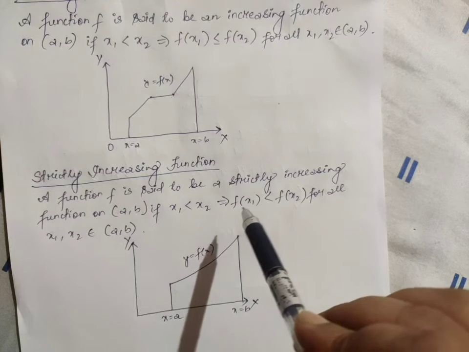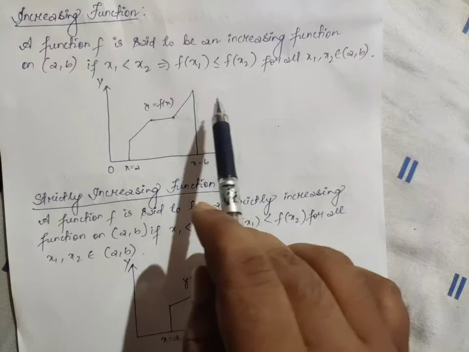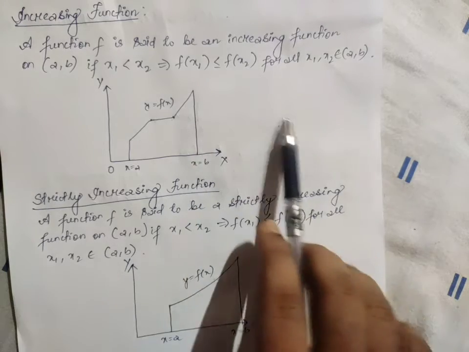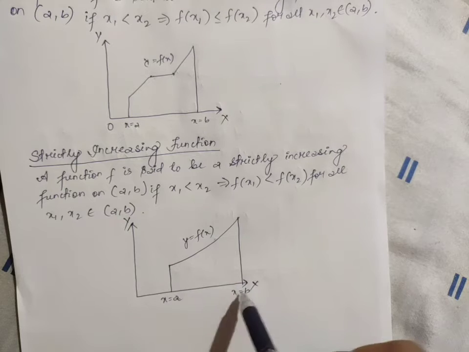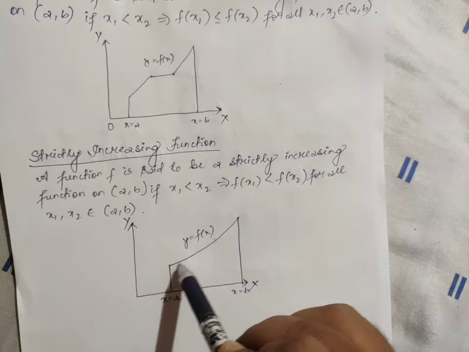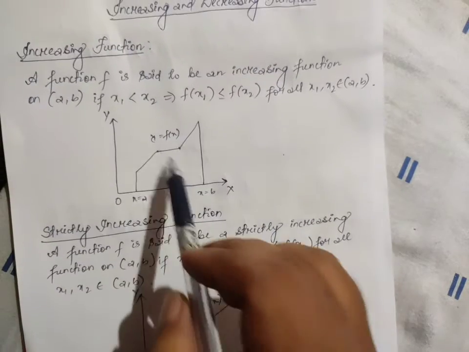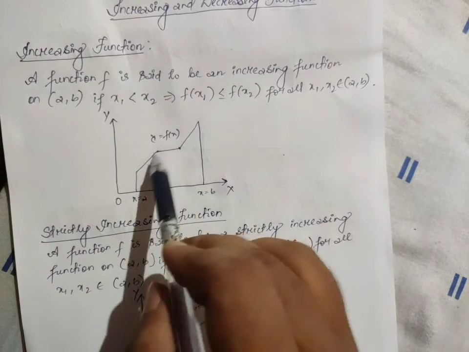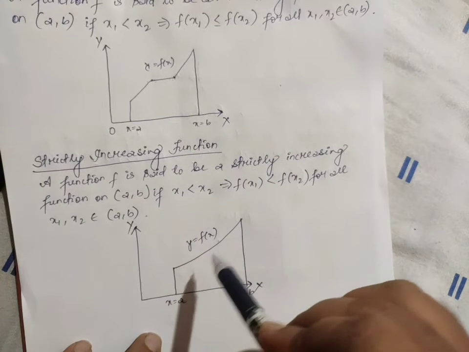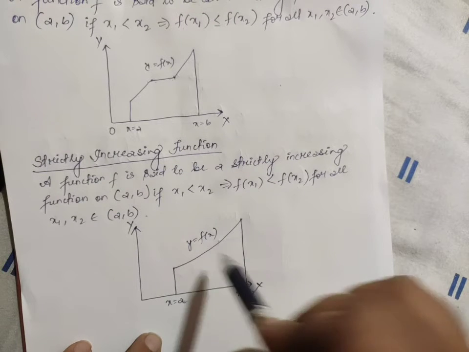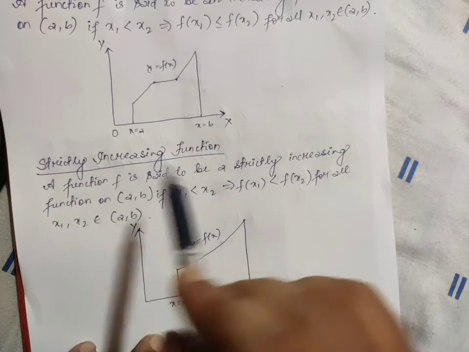You see, f of x1 is less than f of x2, but here it was f of x1 is less than or equal to f of x2. So you can see in the figure, this is x equal to a and x equal to b. So in this graph it is strictly increasing. There is no point where they are equal. Here we can see that these 2 points are equal, right? But here in this case it is strictly increasing. There is no equal points between any 2 points. So that type of function is called strictly increasing function.